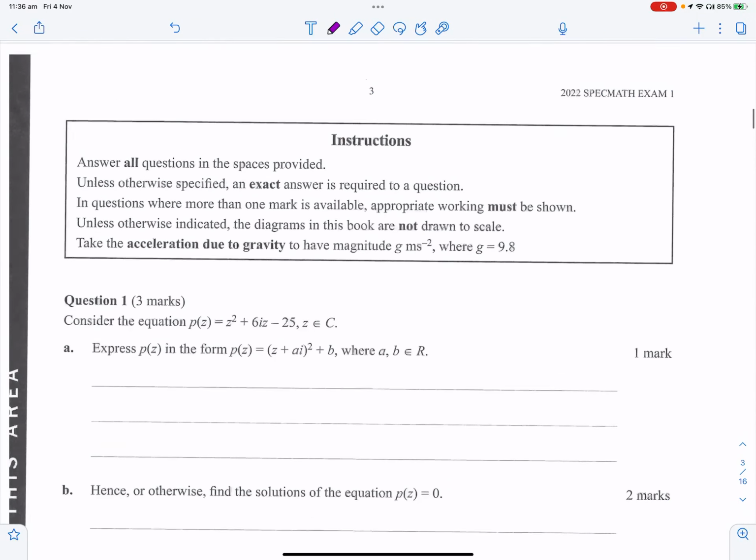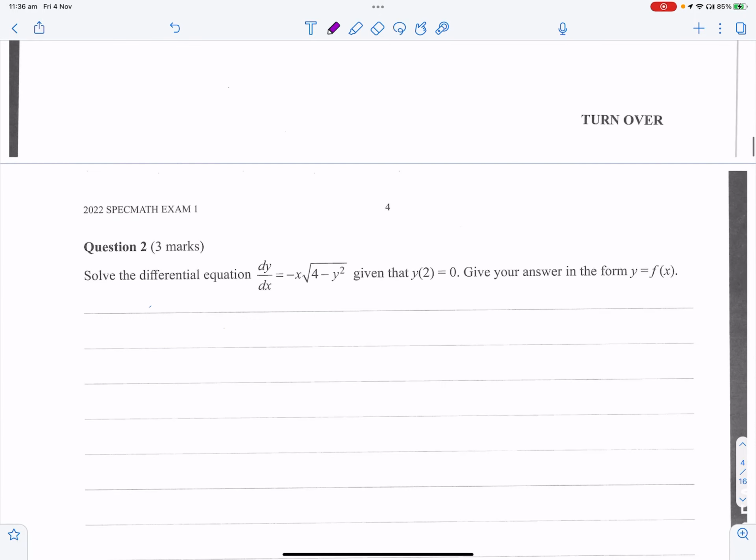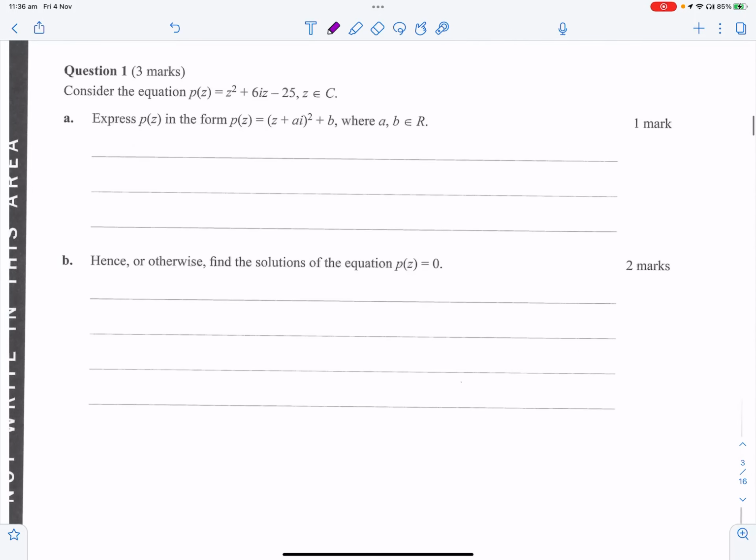Okay, so we don't have the obligatory dynamics questions. Does this mean they haven't put it in? Okay, consider this equation, z squared plus 6iz minus 25. It's complex. Express it in that form, so complete the square. So let's say z squared plus 6iz plus half that squared. We get 9i squared, which is minus 9. I've got to add 9 on to balance it, and I've got minus 25. So we can say (z plus 3i) squared minus 16.